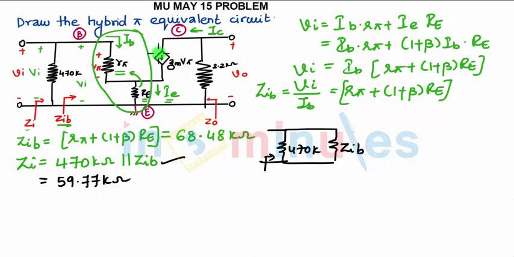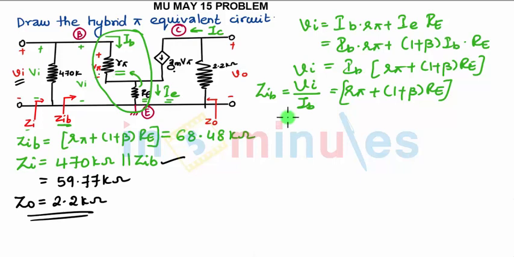For output impedance, when Vi is set to 0, what you can say? V pi is 0, GM V pi is 0, that means open circuited. So your output resistance is nothing but 2.2 kilo ohms, only a single resistance. Now last point is to find the voltage gain.